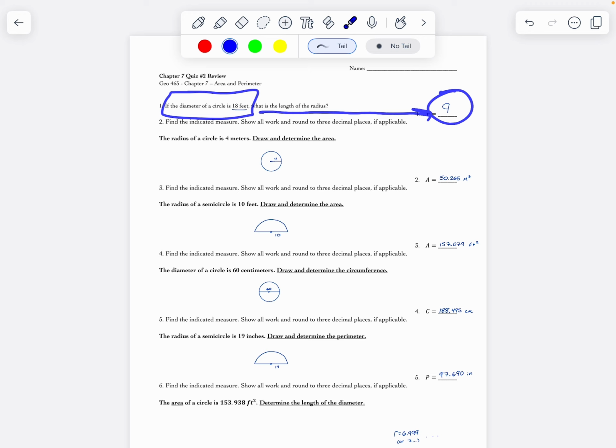If the diameter of a circle is 18 feet, that means that the radius has to be half of it, 9.